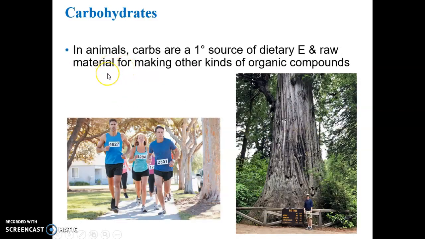So, in animals, carbohydrates, carbs, are the primary source of our dietary energy. This means primary source of our dietary energy, and carbohydrates are the raw material for making other kinds of organic molecules. So if you think of us in terms of the energy output that's required to do things like running, exercising, etc., right, studying biology, whatever it might be, most of the energy that we utilize is ultimately harnessed from the chemical breakdown of carbohydrates that we eat.